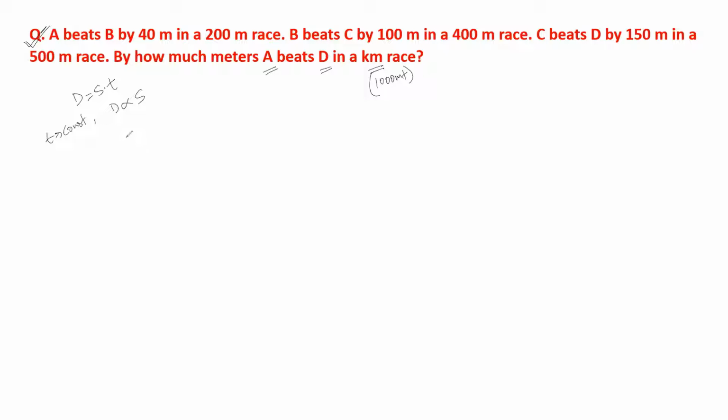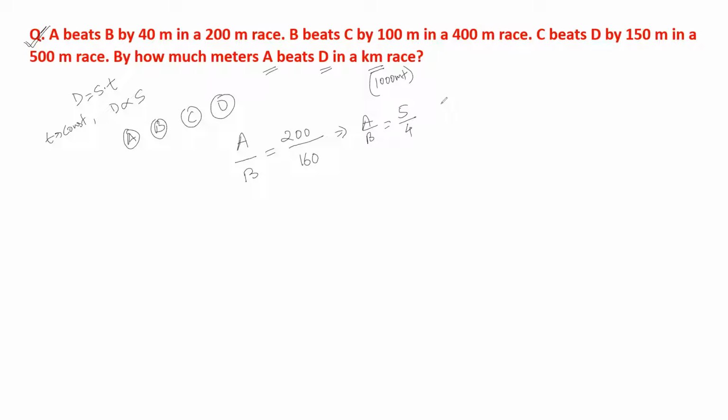Now, if we consider the speeds of A, B, C, and D to be capital A, capital B, capital C, and capital D, we can say that when A covers a distance of 200 meters, in that particular time, B covers a distance of 200 minus 40, that is 160 meters. So the ratio of the speeds of A and B will be equal to the ratio of the distances traveled by A and B. If we simplify this, A by B would be equal to 5 by 4. This simply means that when A covers 5 meter in a particular time, then B covers 4 meter in that particular time.